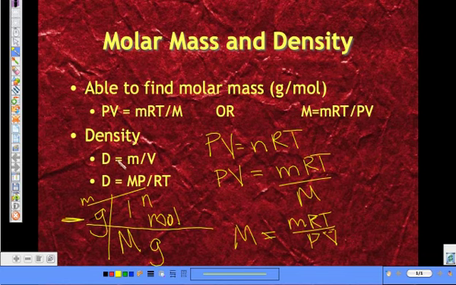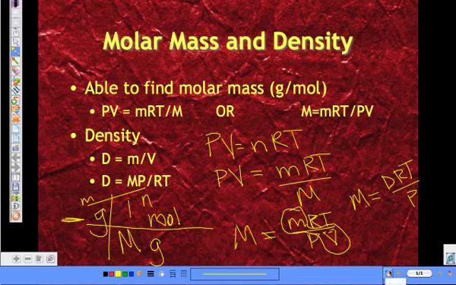Okay, and then density is M over V. So if you look here in this equation, we have mass over volume right there. So all they do here is substitute D, density, in for that. So we have M is equal to dRT over P. And if I rearrange this equation so that D equals something, D is equal to PM over RT. Which is this equation right here.